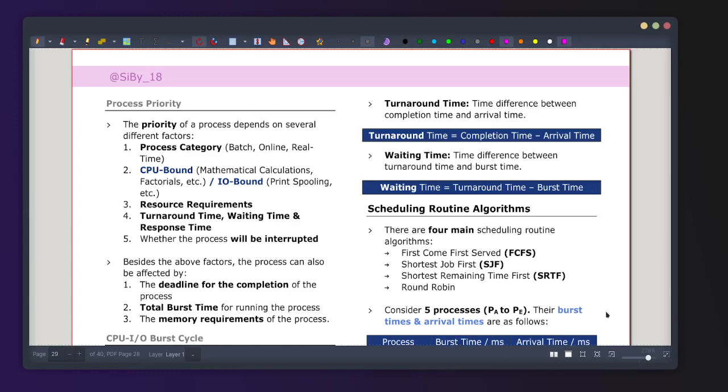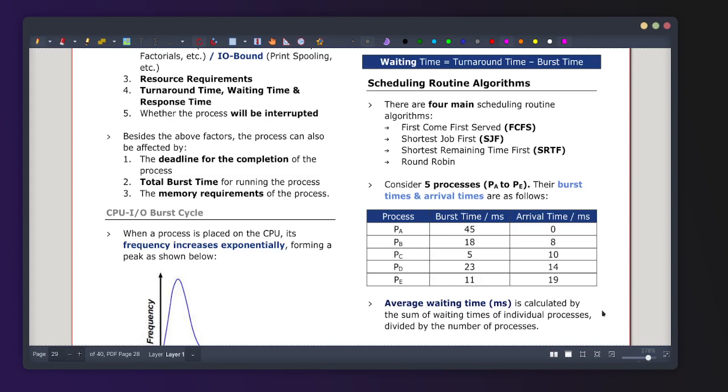Hi guys, so in this video we will start looking at the scheduling routine algorithms. These algorithms are what actually controls how processes are picked from the ready queue and are sent to the CPU by the low level schedulers. So this is the underlying fairy dust, or the underlying algorithm, or the magic that actually does that.